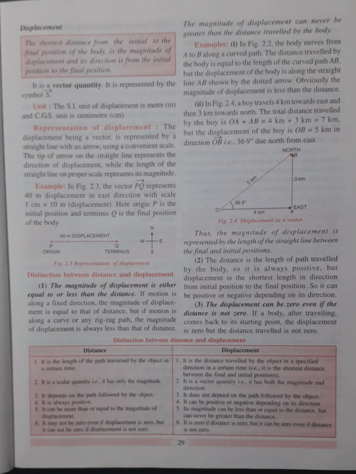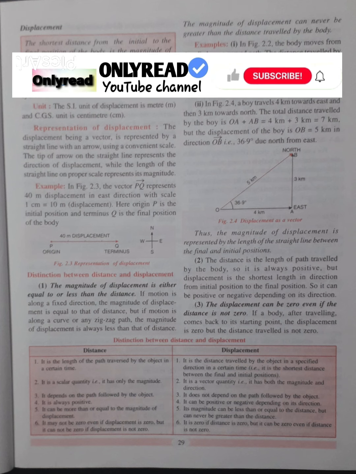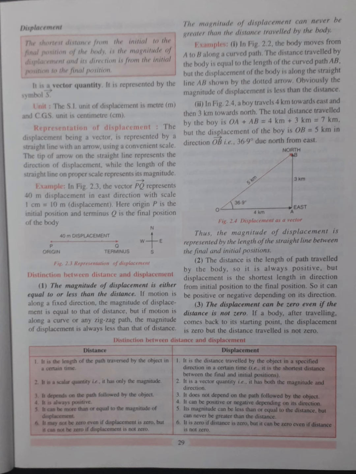Distinction between distance and displacement. Distance, it is the length of a path traversed by the object in a certain time. Displacement, it is the distance travelled by the object in a specified direction in a certain time. Shortest distance between the final and initial position. Distance, it is a scalar quantity, that is, it has only magnitude. Displacement, it is a vector quantity. It has both the magnitude and direction.